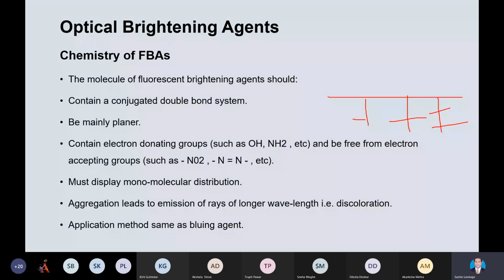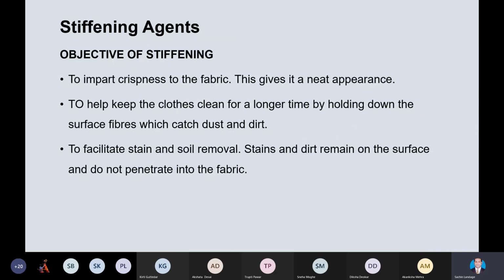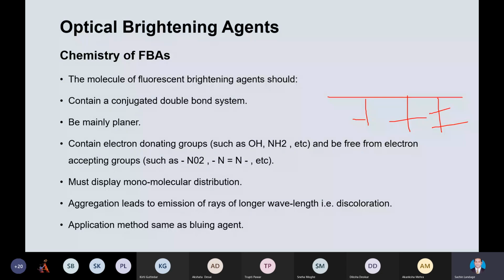Regarding the application method, it is just like what we saw with the bluing agent. The optical brightening agent can come in various forms: powder, paste or liquid. If it is powder or paste, we have to dissolve it in a small quantity of water, then add it to the bath.